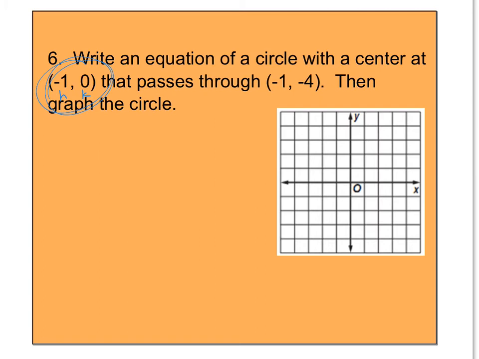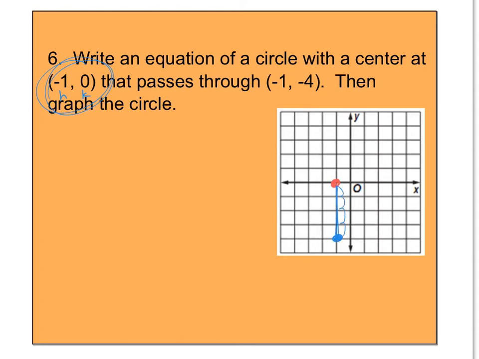Which way is -1, 0? Should be right here. It should be just left 1, up 0. That's the center. Now our actual circle is going to pass through -1, -4. So let's put a dot there at -1, -4. Okay, so check out where I put the blue dot. It's left 1, down 4. Now, since this radius here, the distance between those is 4 boxes, you can count 1, 2, 3, 4.